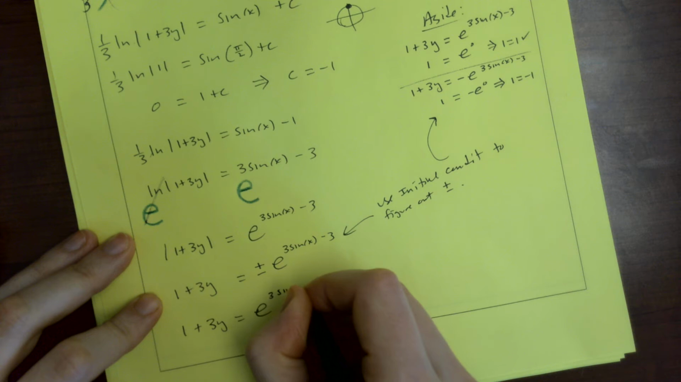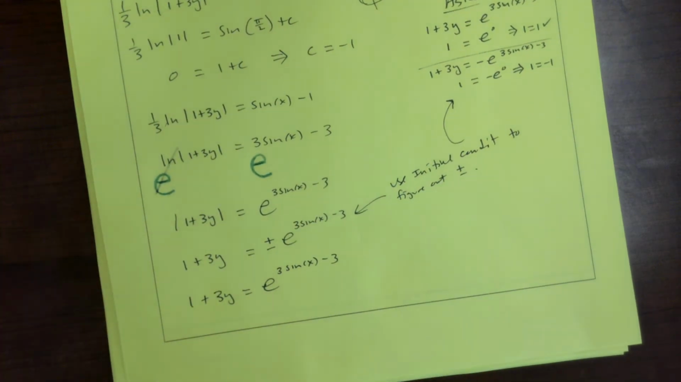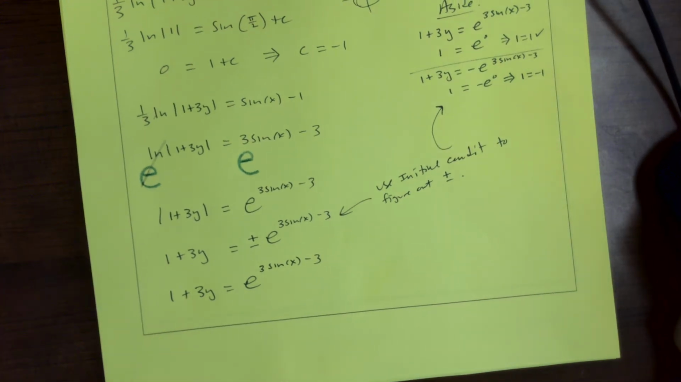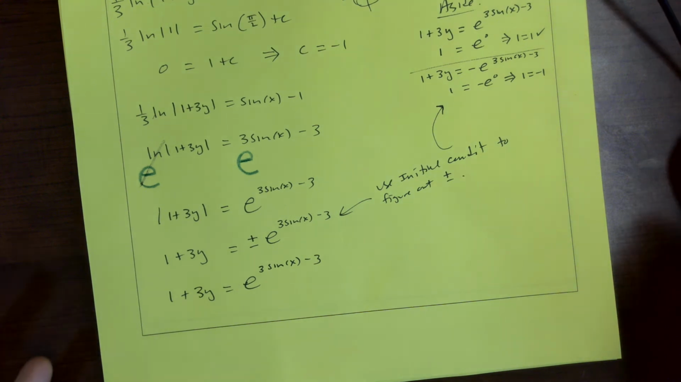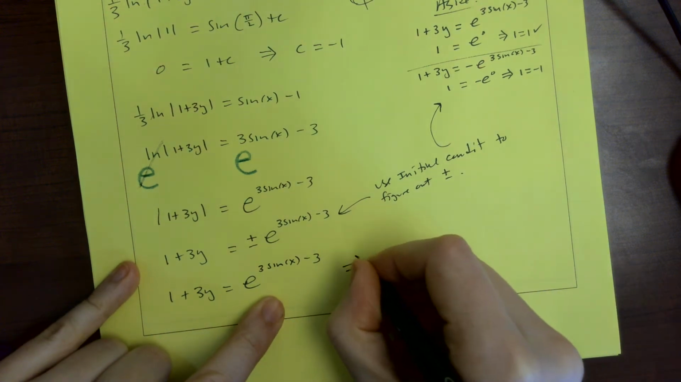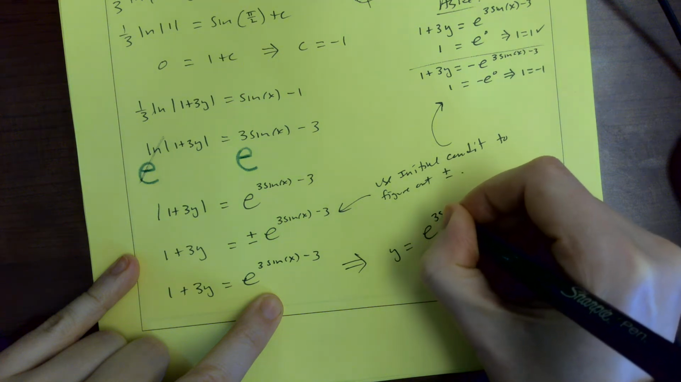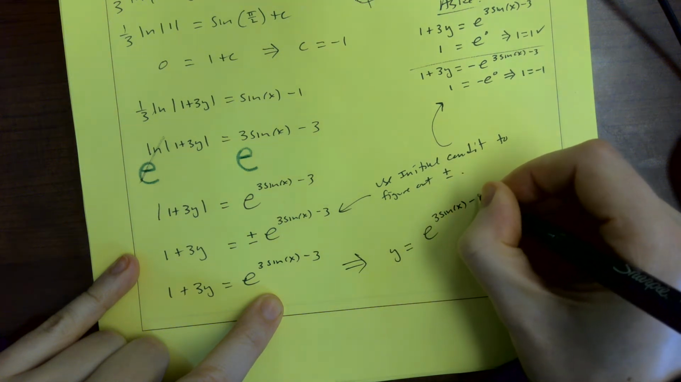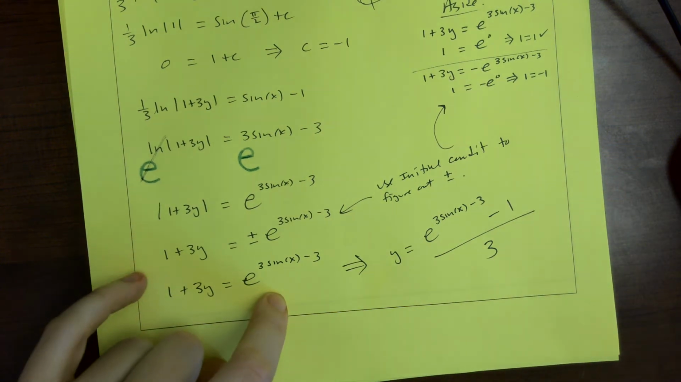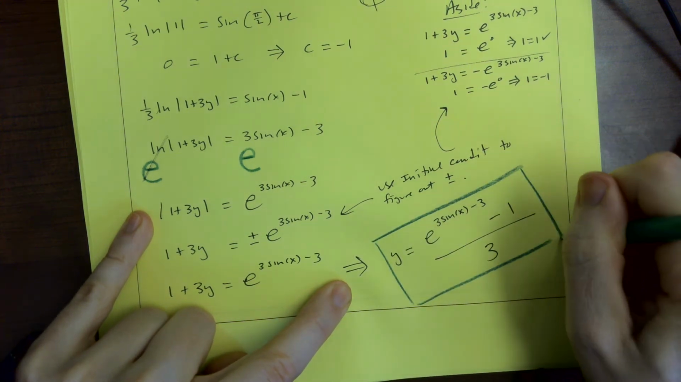So you're doing two things with the initial condition. You're using it to find c, and then sometimes you use it again at the end to figure out if there's a plus or minus situation, to figure out which it actually is. Okay, now I just solve for y. So I've got y is equal to e to the 3 sine of x minus 3 minus 1 over 3. Okay, so that is the answer right there.